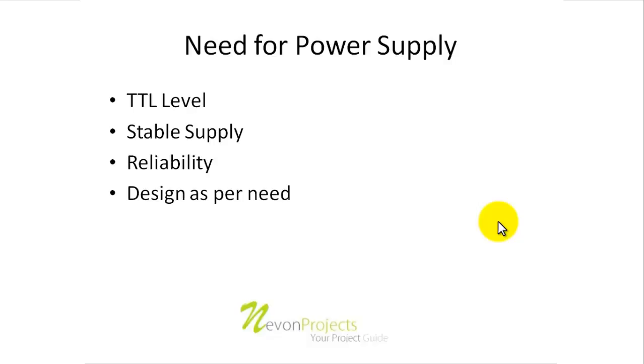Our power supply sections are stable because they have been designed so that they can convert the AC supply to DC and also regulate it to a 5 volt level so that the microcontroller can work properly without any interruption. Because of their design, they are reliable. And because we need 5 volt, we have designed it for 5 volt. If we need 12 volt, we can also design for 12 volt as per our needs. So now let us go to the power supply section and see what components are there in it.